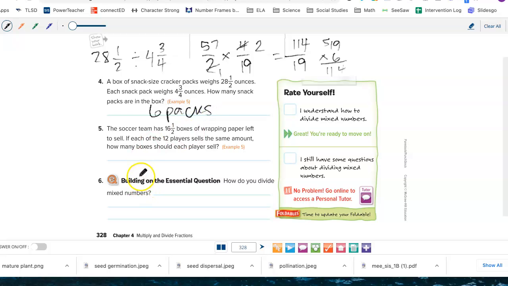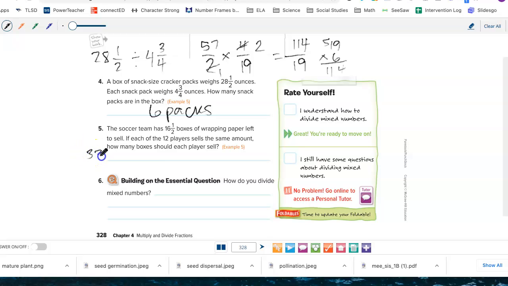The soccer team has 16.5 boxes of wrapping paper left to sell. If each of the 12 players sells the same amount, how many boxes should each player sell? So we are splitting up 16 and 1/2, so I'm going to turn this to an improper fraction. 16 times 2 is 32, plus 1 is 33 halves.